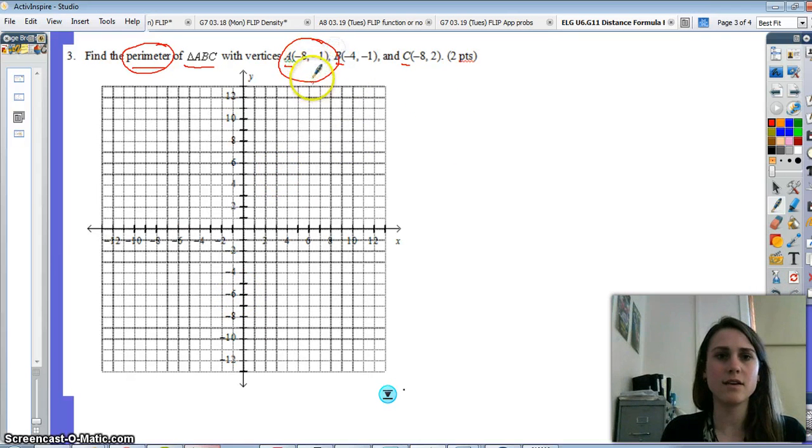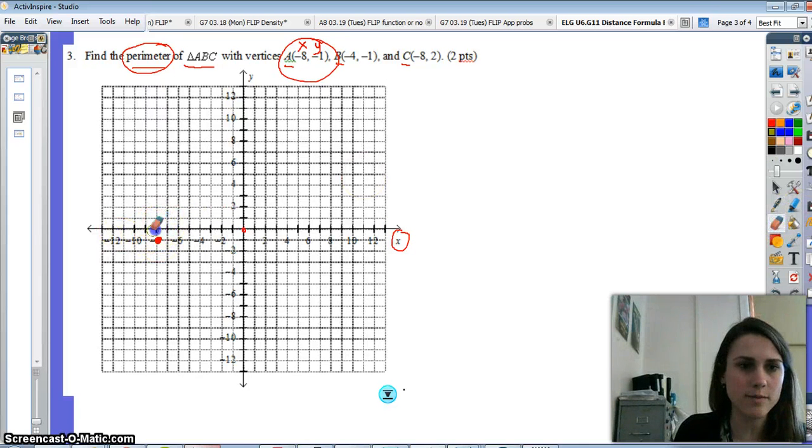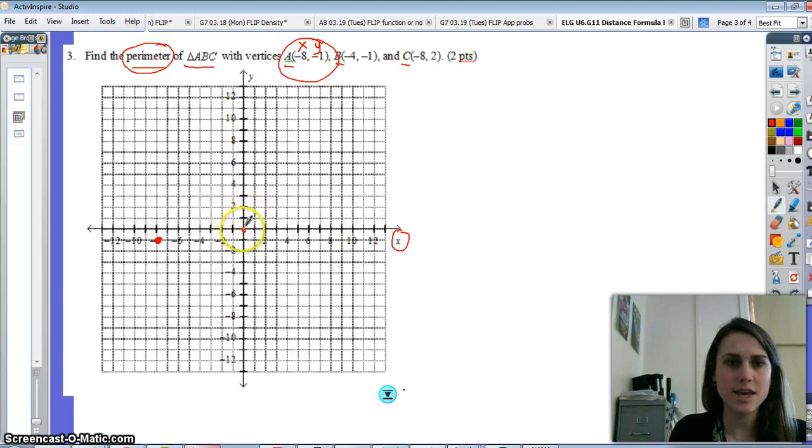Point A, starting from the origin, I know that my x and my y directions are as follows. 1, 2, 3, 4, 5, 6, 7, -8 along my x-axis, and -1 on my y-axis. So there, and I'm going to erase that first point I made. So I went -8 along my x-axis, -1 along the y-axis. I put a point, I'm going to call that A.